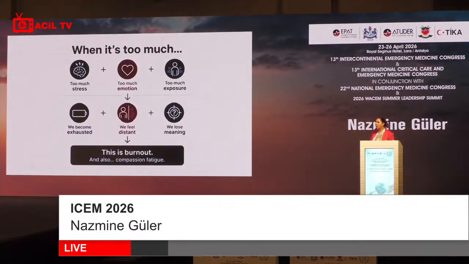So when it is too much, too much emotion, too much exposure, we become exhausted, and after we feel distant from patients, we lose meaning, and this is burnout. We have the obligation to know our symptoms. We are in denial of our symptoms, and also compassion fatigue.